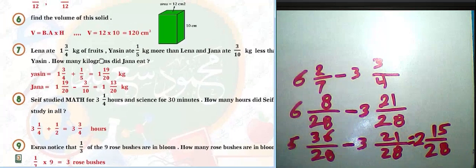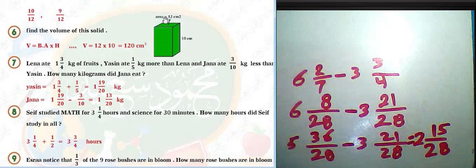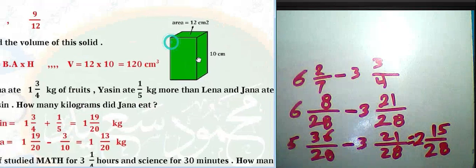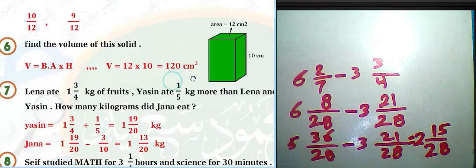Question number 6, find the volume of the solid. Here we can find the area of one face times height. The area of one face is 12 centimeters times 10 centimeters equals 120 square centimeters.